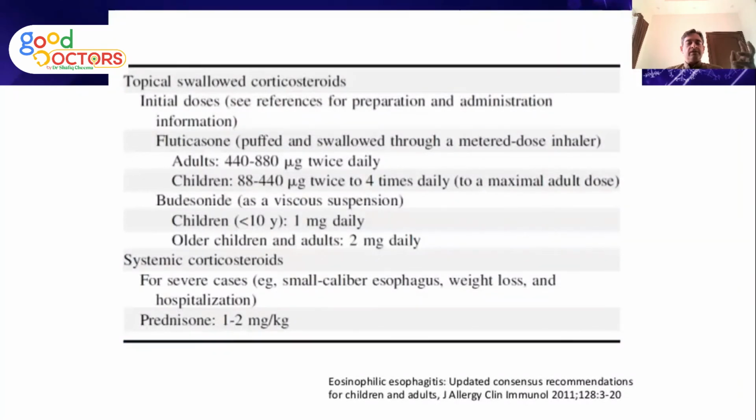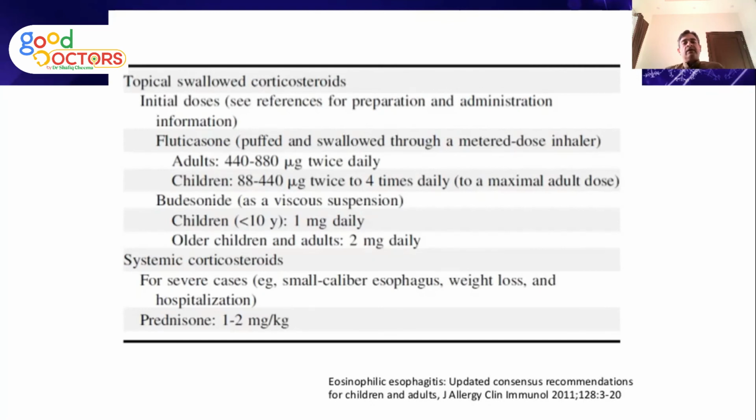So what is done is basically these drugs are used in inhalers for patients with asthma. Fluticasone puffs are given, and the patient swallows the drug as delivered from a metered dose inhaler. The dose should be remembered. For adults, it is 440 to 880 microgram twice a day. For children, it is 88 to 440 microgram twice to 4 times a day.